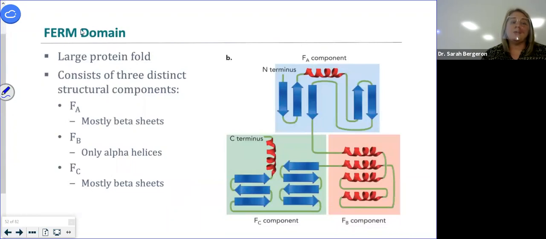FERM domain is one that's very common in cytoskeletal proteins. Cytoskeletal proteins will have these domains that are really, really common, but they only have like a 30% amino acid homology. So the sequence isn't necessarily the same, but the secondary and tertiary structures are. And so that's how we can tell that they have similar functions, even though their amino acid sequence is not necessarily exactly the same.